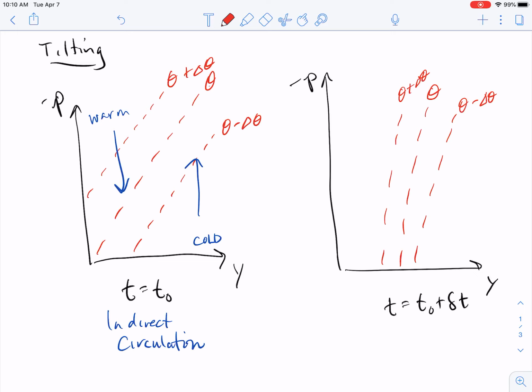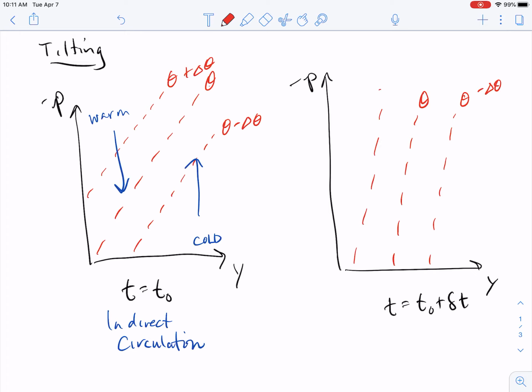Now, I did not do a good job of drawing these the same, so we're going to quickly redo that, trying to keep the same spacing as we had before. So there's maybe theta, there's theta minus delta theta, and theta plus delta theta.